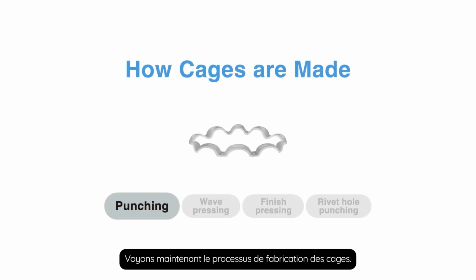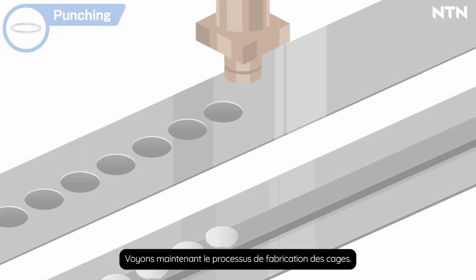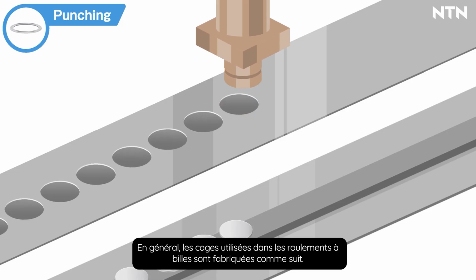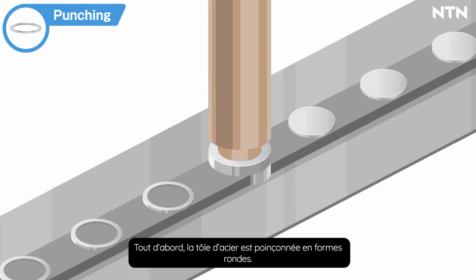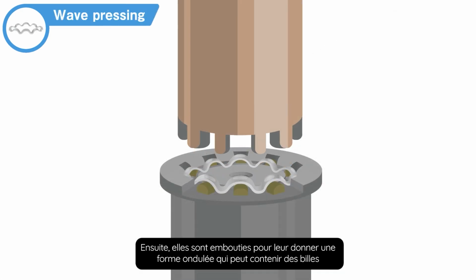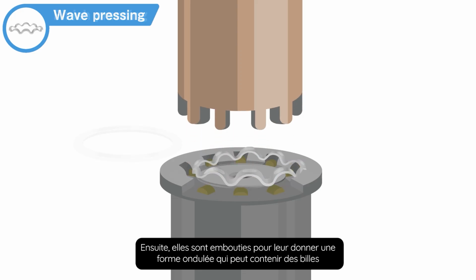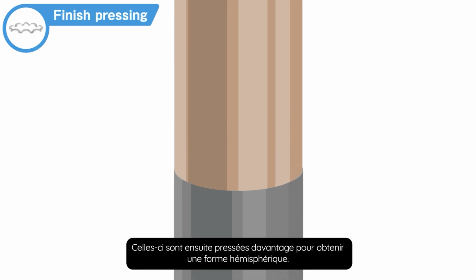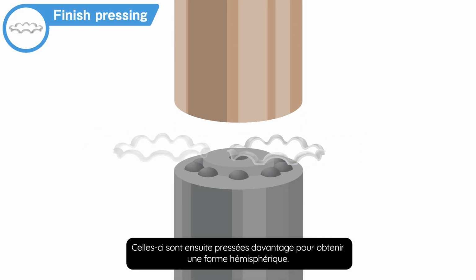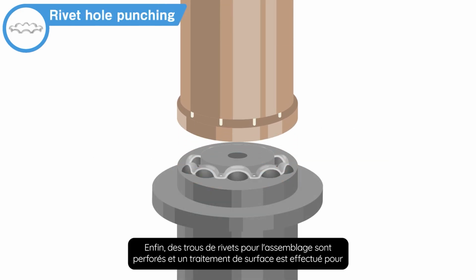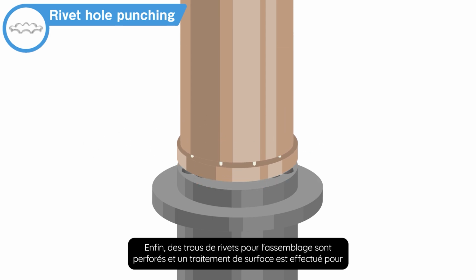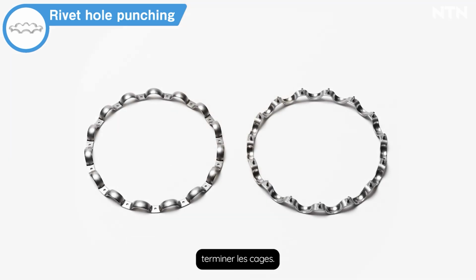Let's now look at the manufacturing process of cages. General cages used in ball bearings are manufactured as follows. First, steel plates are punched into round shapes. Next, they are pressed into a wave shape that can hold balls. These are then pressed further in the finish pressing to achieve a hemispherical shape. Finally, rivet holes for assembly are punched out and surface treatment is performed to complete the cages.